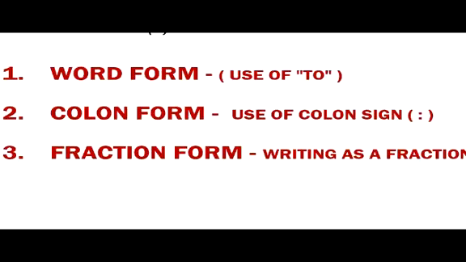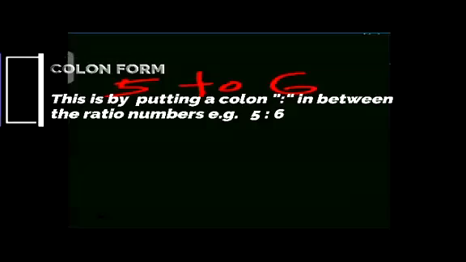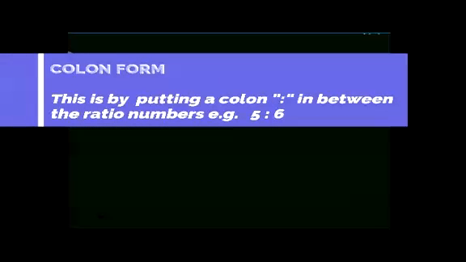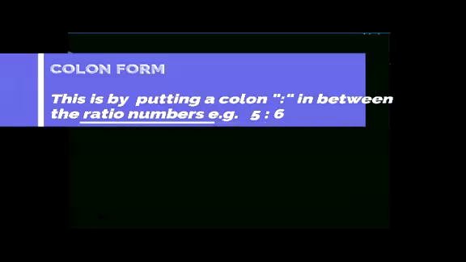The second way by which ratios can be written is in colon form. You can write a ratio in colon form by putting a colon between the two quantities that we are comparing. Just like the first one I made mention of, if you want to write it in colon form, we write it as 5:6. And don't forget, this is read as the ratio of 5 to 6.